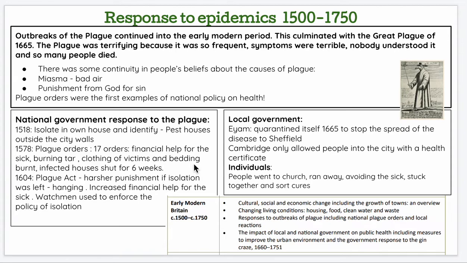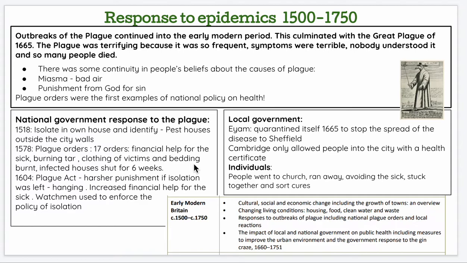And as we said, infected houses in towns should be shut for up to 6 weeks. And all members of the family, sick or healthy, had to stay inside. And watchmen were appointed to enforce these orders, and these orders remained in place from 1578 to 1667.